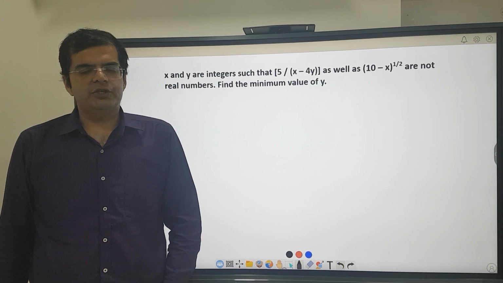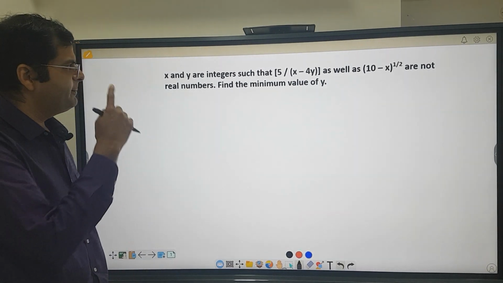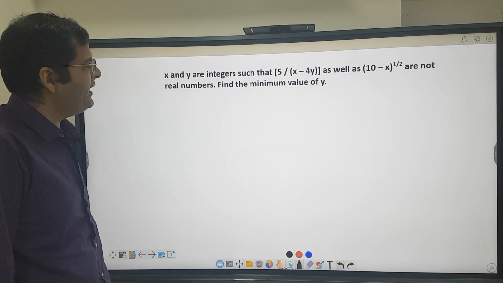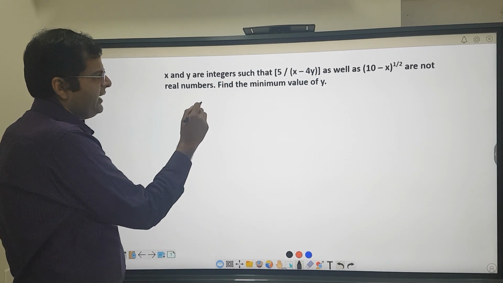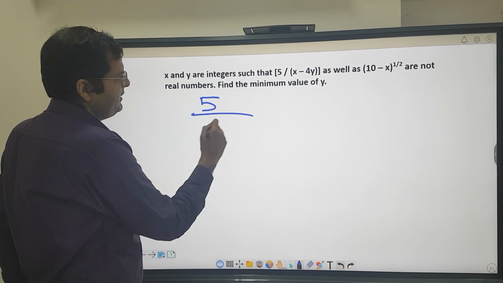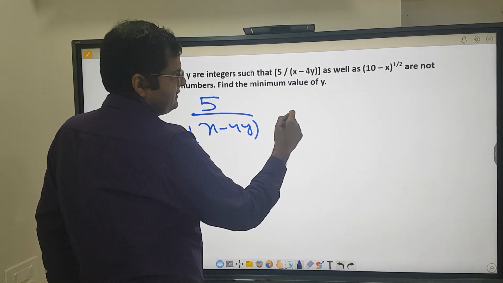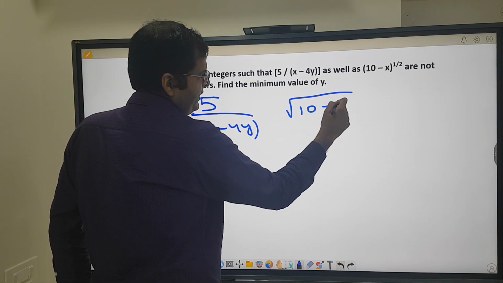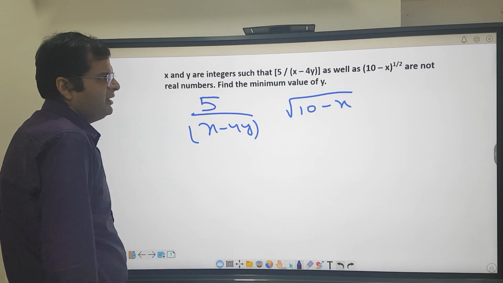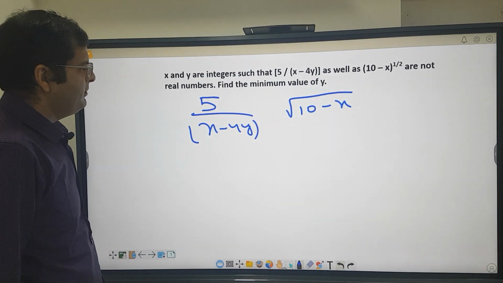So this is the sixth question of the algebra chapter. The question says x and y are integers such that 5 divided by x minus 4y, as well as square root of 10 minus x, are not real numbers.